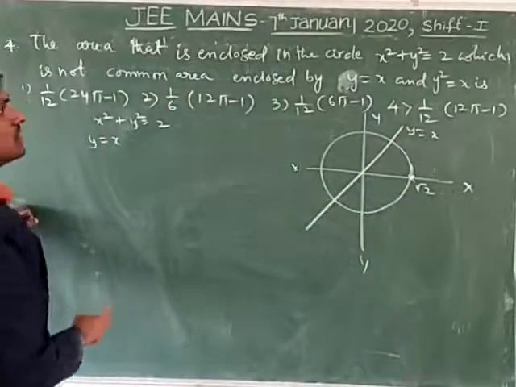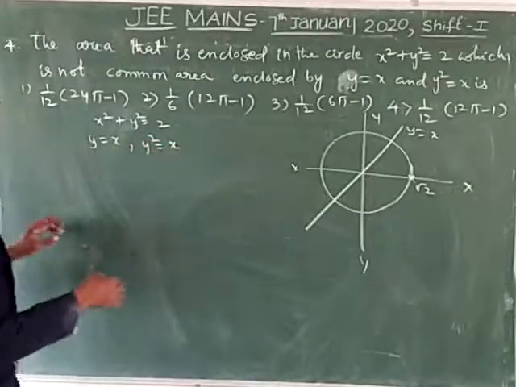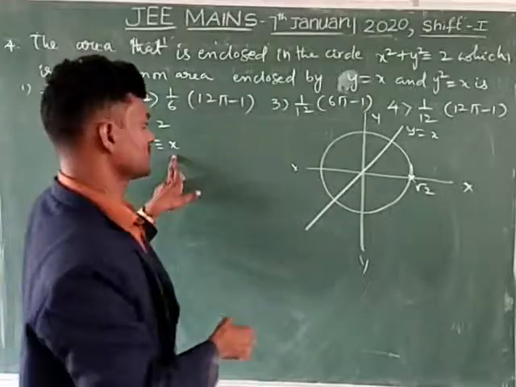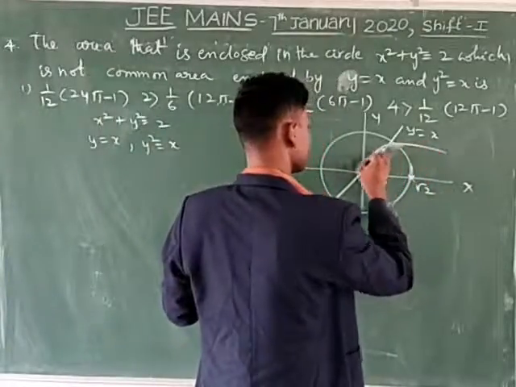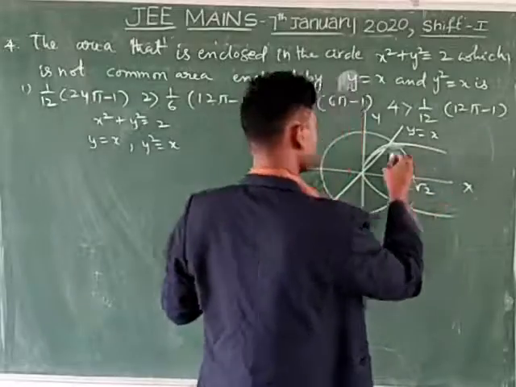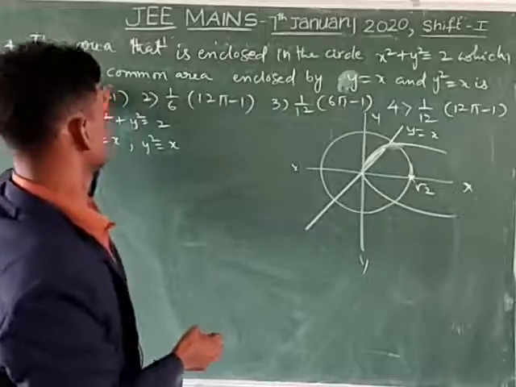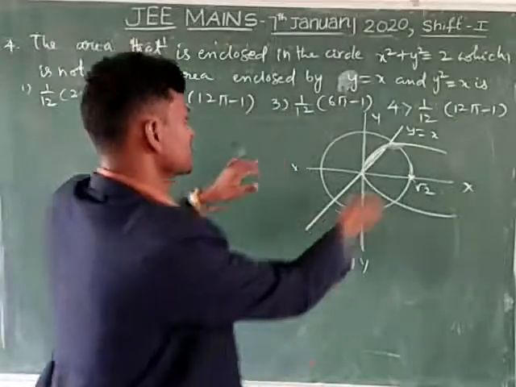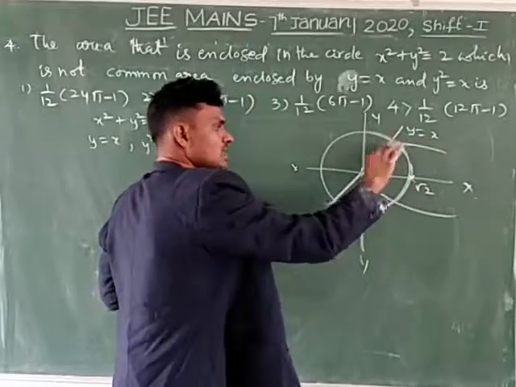Next, y² = x. Here y² = x means this is a parabola with respect to the x-axis. This is the common area. But here, what he said is it is not the common area enclosed. That means this is the total circle minus this enclosed area.